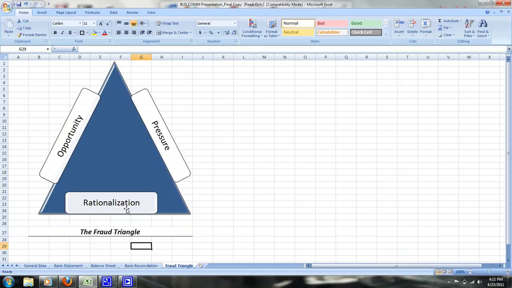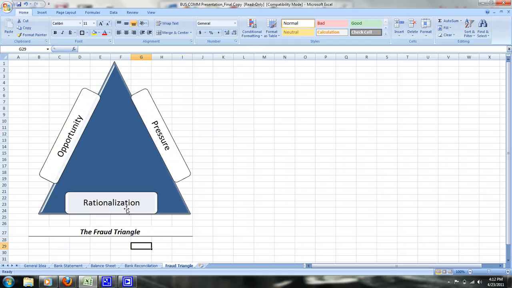Pressure is just some sort of economic pressure. Maybe you need money, or maybe you're a high executive and you need to make the financial statements look good for investors. That's what that's talking about. And rationalization is just saying that a fraudster will usually be able to rationalize what they're doing and make it sound okay. Like, oh, they don't need the money anyways, or it's just $100. Basically something like that.